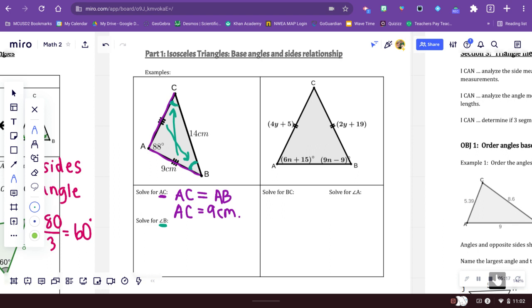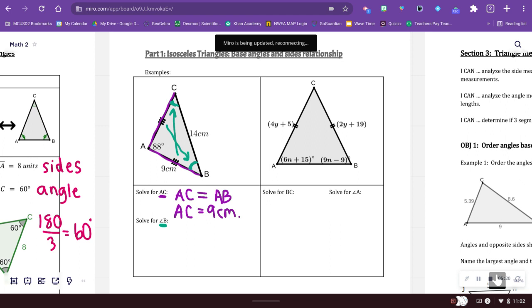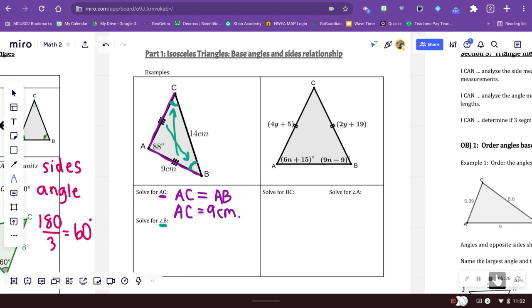So angle B and angle C are going to be the exact same measure. And I know all three have to be 180. So let's subtract the 88 angle. I'm going to take the 180, my total, and take away the 88 degrees that we already have, and that's going to give me 92.